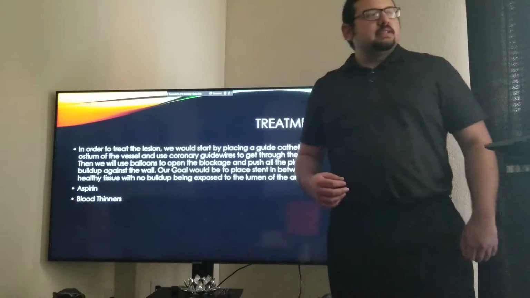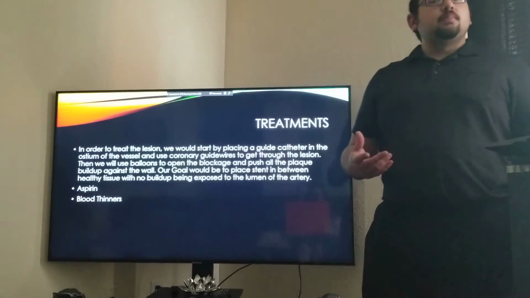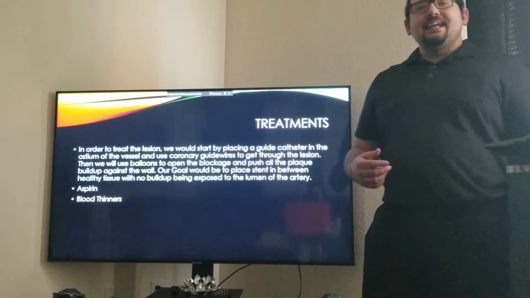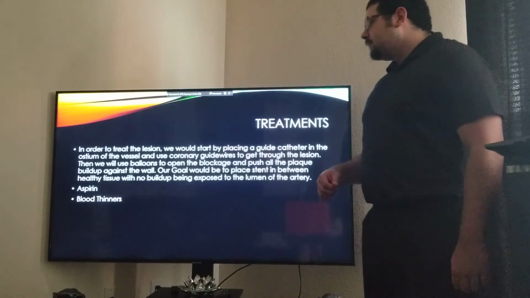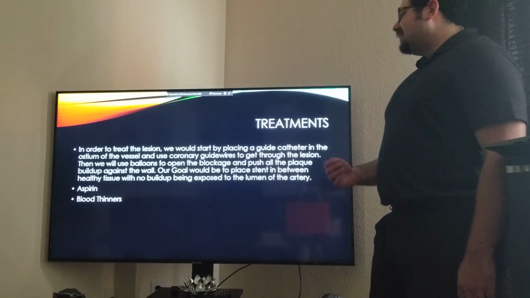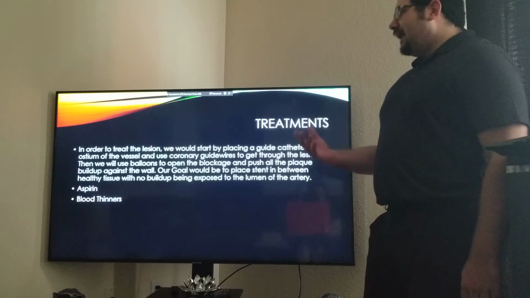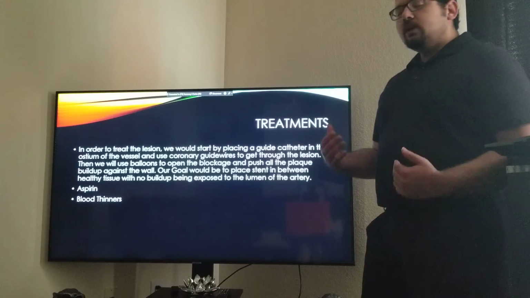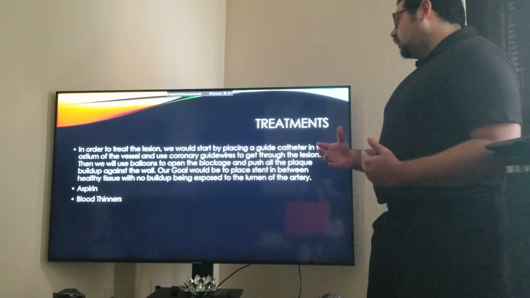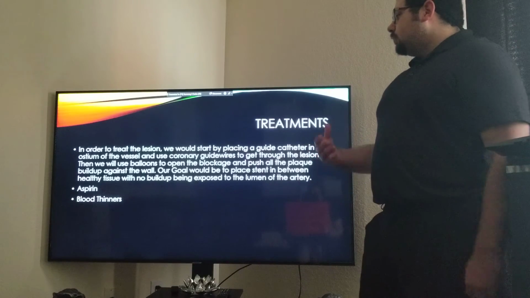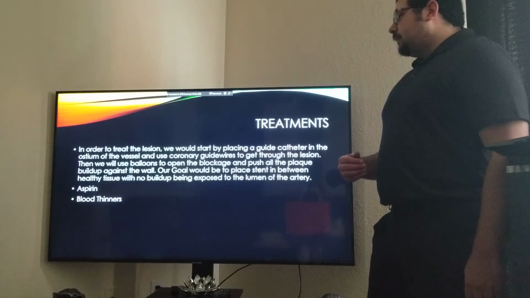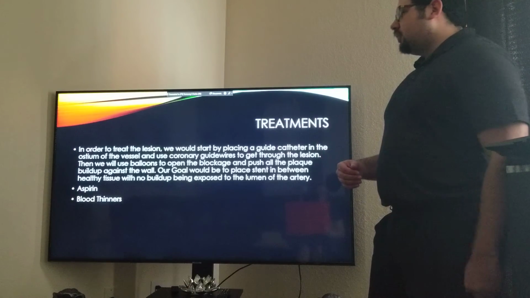So the treatment that we decided to follow up with, since the lesion was approximately 95% occluded, was to treat the lesion by placing a guide catheter in the ostium of the vessel, the ostium of the left internal mammary artery. Then we use coronary guide wires to get through the lesion. After that, we use balloons to try to open up the blockage. When we open up the blockage, we want to push that plaque buildup against the wall. Once we have that, our goal is to place a stent in between healthy tissue, preventing any plaque buildup from being exposed to the lumen of the artery once more.